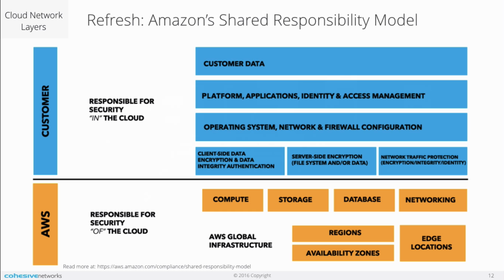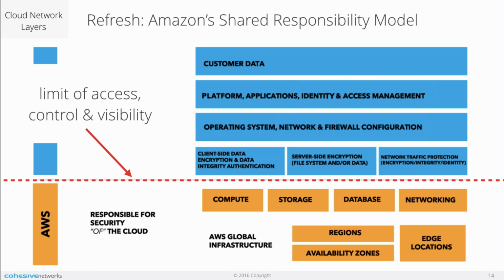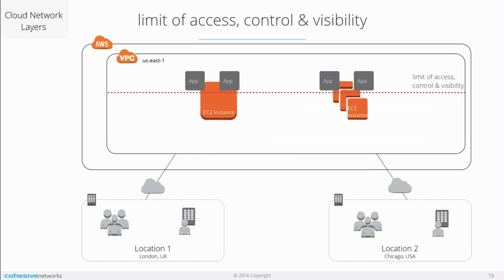So we're talking networks today. So that means things like network traffic encryption, firewall configuration, IAM. So these are things that AWS provides, but you, the customer, are responsible for. So Amazon has firewalls, but you have to go and configure them. Same thing with IAM. So here again is that limit of access, control, and visibility. So it's a clear delineation between AWS and you, the customer. So here's that line in our little network diagram.